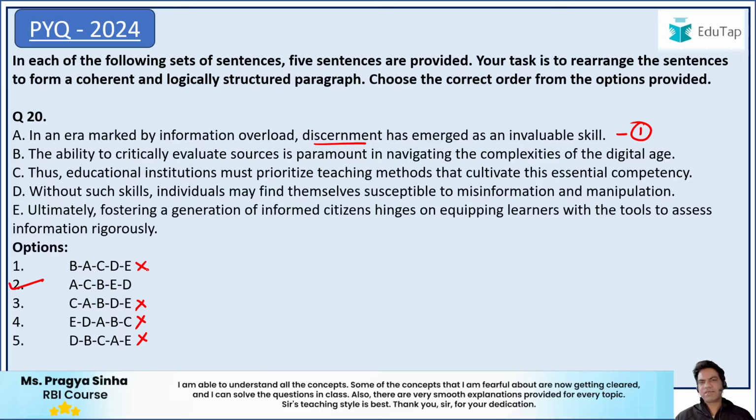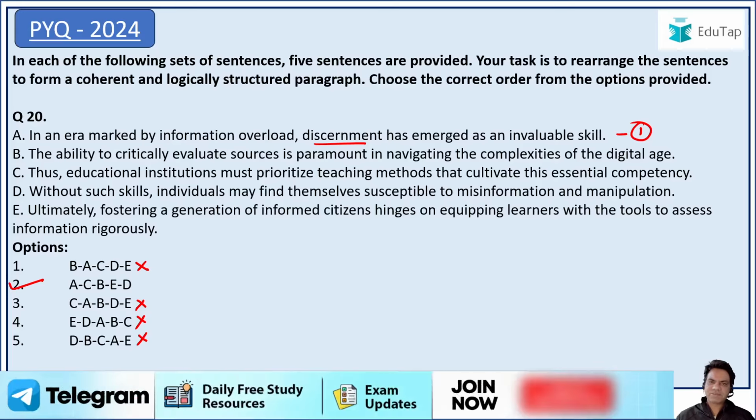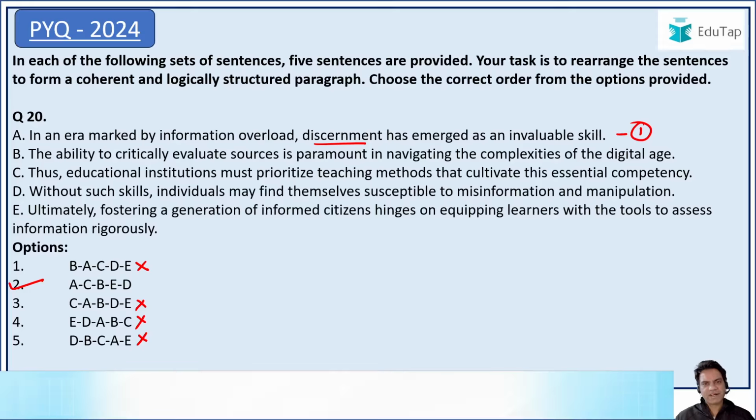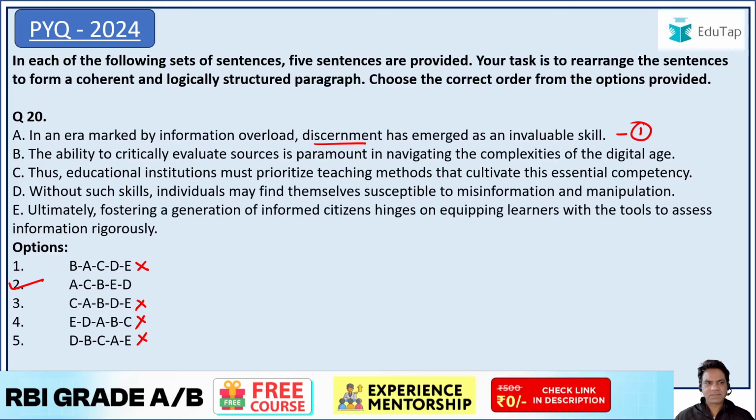So if you have only one marker question for 5 sentences, use your options to eliminate the wrong ones and find out quickly what should be the right sequence, and you get your answer, right? All right, guys, let's move ahead.